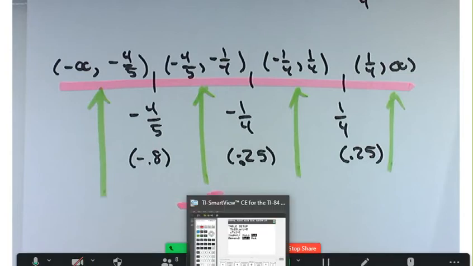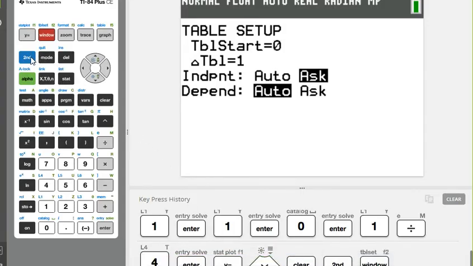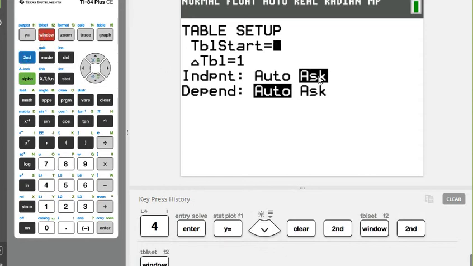let's do this on the graphing calculator. The first thing that I want to do is check your table setup. So you hit the second key, then the window key. It takes you to this table setup, and I want your table setup to mirror mine. That is, you've got auto for independent, ask for dependent.